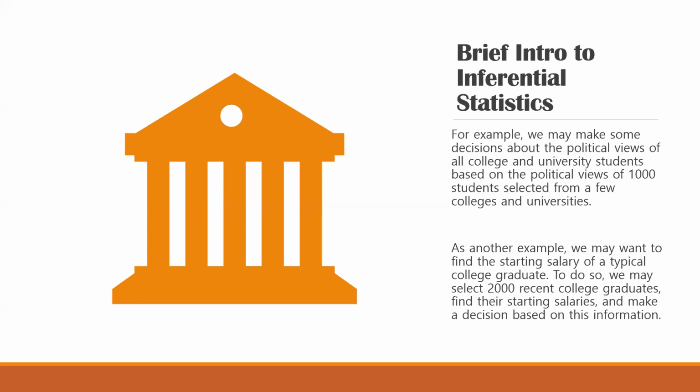For example, we may make some decisions about the political views of all college and university students based on the political views of 1,000 students selected from a few colleges and universities. So it is very impractical and virtually impossible to survey all students in all colleges and universities. So we just select a sample. Another example is we may want to find the starting salary of a typical college graduate. To do so, we may select 2,000 recent college graduates, find their starting salaries, and make a decision based on this information.